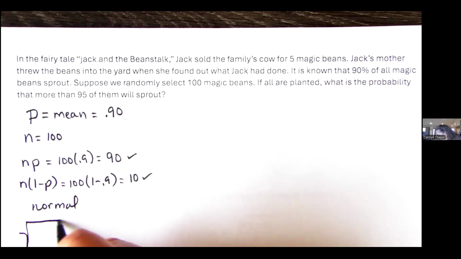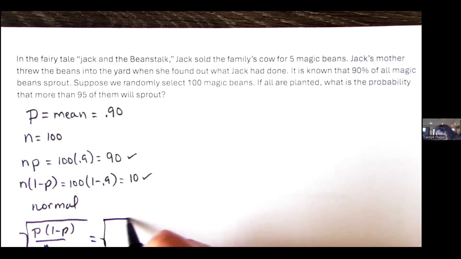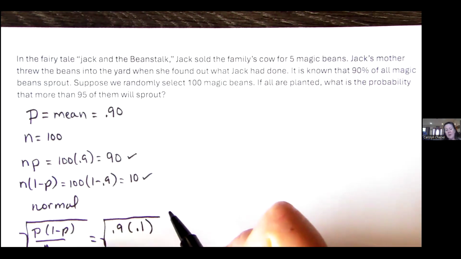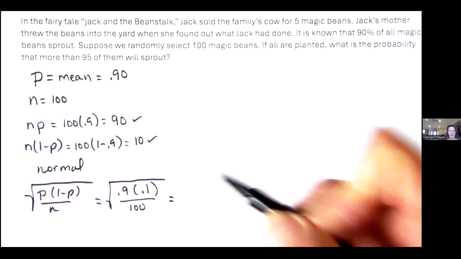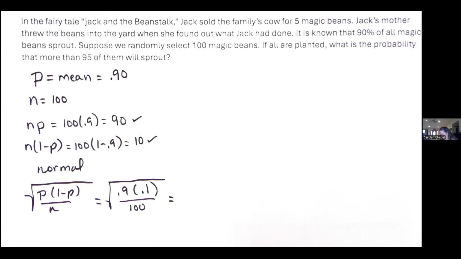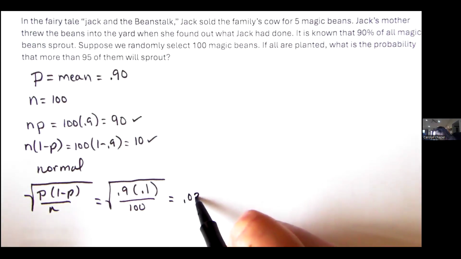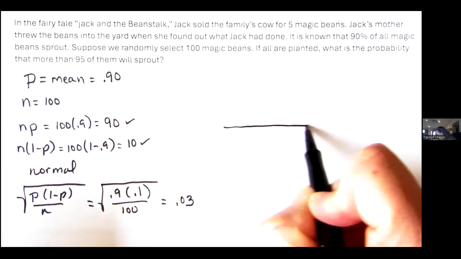And my standard deviation, because I'll need that as well, is my 0.9 times my 0.1, which I did up here when I calculated it, over 100. Okay, let me get my math here. Square root first. Square root of 0.9 times 0.1 divided by 100. 0.03. Okay, so we want to know what is the probability.